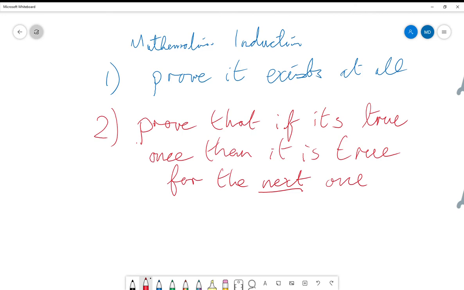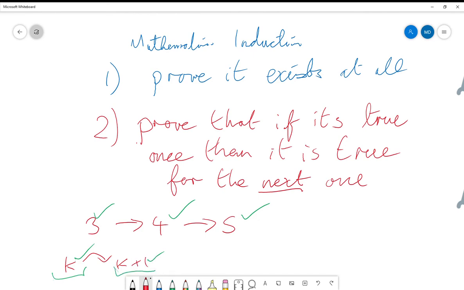What you're basically saying is, let's say it's true for 3. So maybe I know that it's true for 3. And I know that if it's true for some k, then it is also true for k plus 1. So I've got a tick for k implies a tick for k plus 1. And I know it's true for 3. Well, those two things together tell me that it's true for 4. And then those two things together tell me it's true for 5. And then I know that if it's true for 5, it must be true for 6.